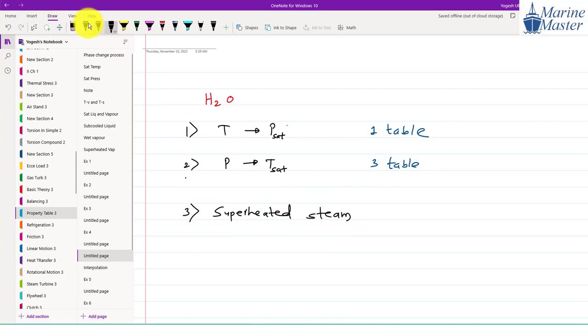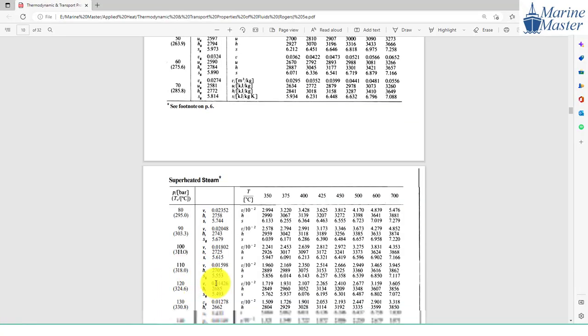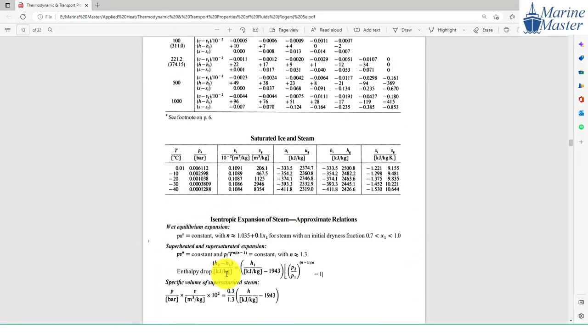Superheated steam means what? Superheated vapor. And how many tables? Three tables. So in total, 7 tables related to H2O are important to us. After that we have a few other tables.